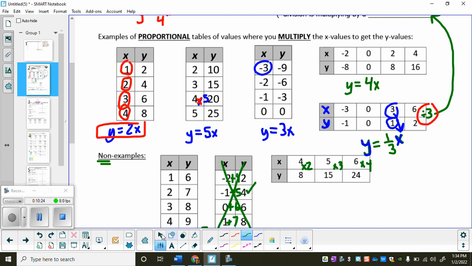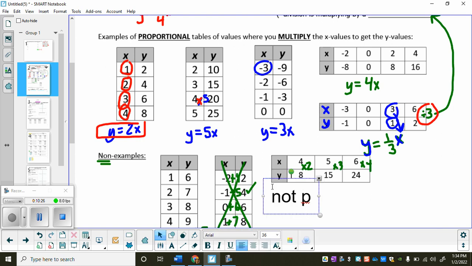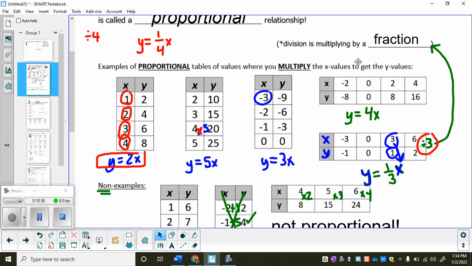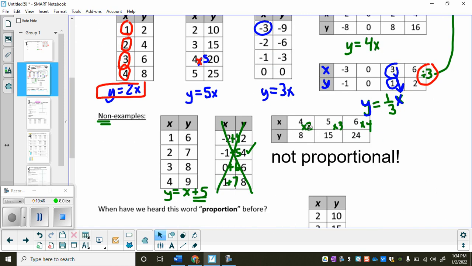This one, I'm going to type it just so we don't get confused. This one is not proportional. It is not proportional because it's not the same number every single time. It has to be the same thing every time for it to be called a proportional relationship. Again, 4 times 2, 3 times 2, 2 times 2, 1 times 2. It was the same thing every time, so that's proportional. All right, you might have multiplication, but if it's not the same thing every time, y'all, it's not proportional.